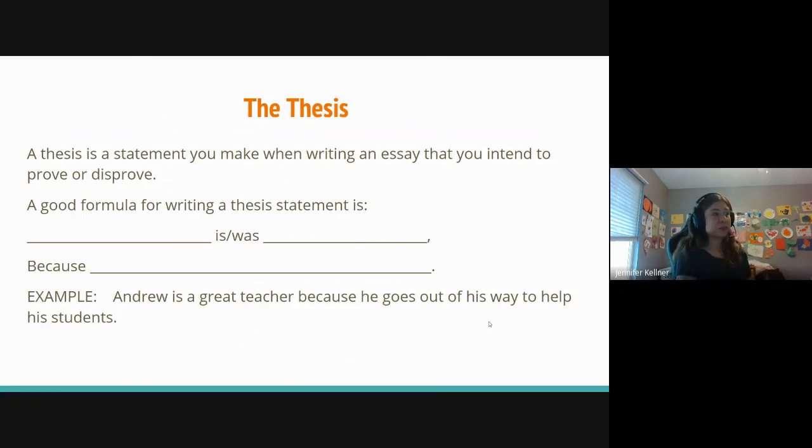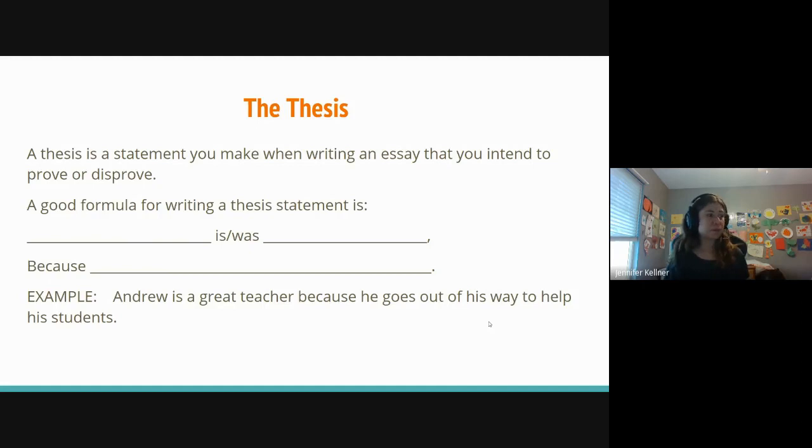The first blank is who or what. Then you have either is or was, depending on the tense. So is obviously for present, was for past. You're going to put in a verb, and then because, and then the reason. Now, after the because, sometimes is where you'll list the two or three different things that you intend to talk about later in the essay and make your thesis also into the scope where you're explaining where the paper is headed, but it doesn't have to.